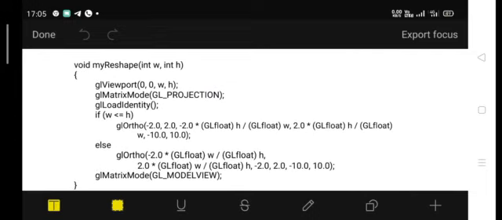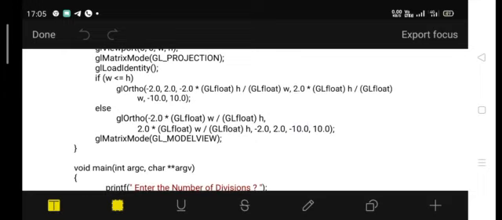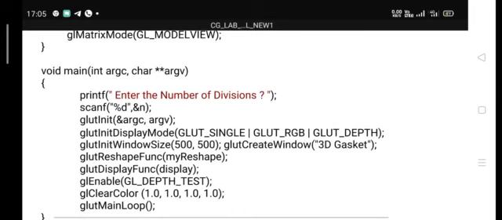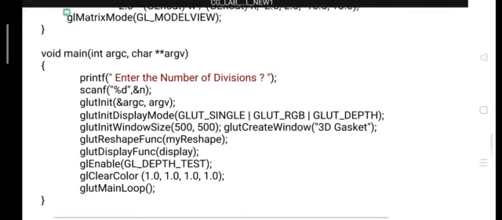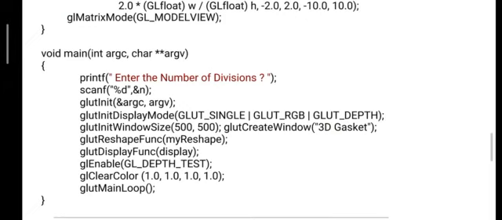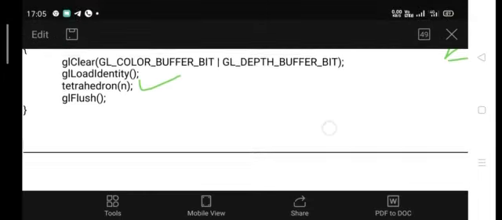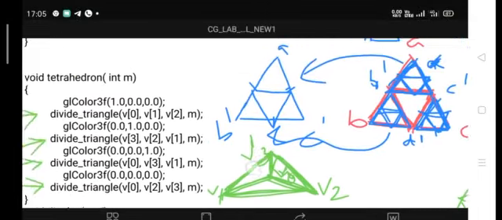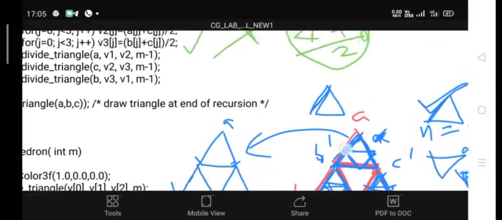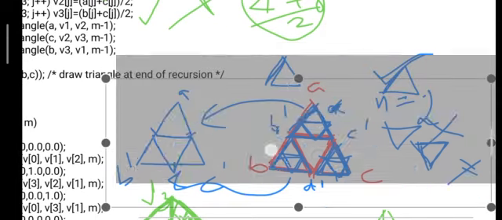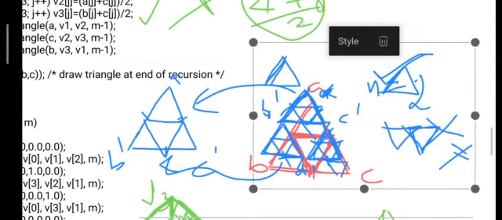Then my reshape function, this is required to set the view. We have considered the orthographic view here, as you can see. Then we have a main function where all the callbacks are to be registered, right? Single buffering is sufficient, as this is not an animation, just a static structure. We are displaying this tetrahedron model, where each facet looks like this, depending on the number of subdivisions you have mentioned. Of course, it's a triangular surface.